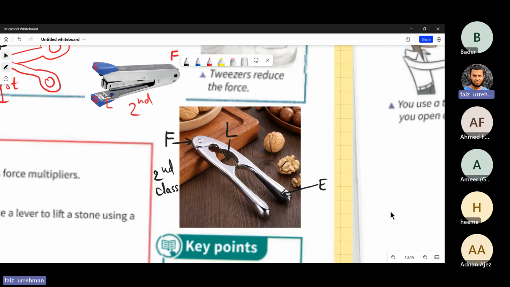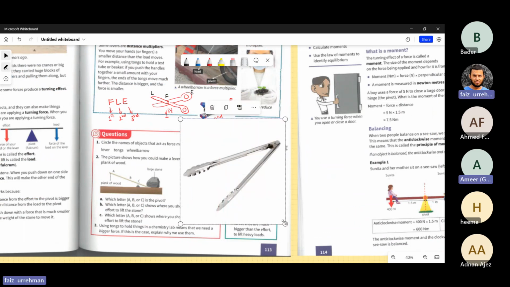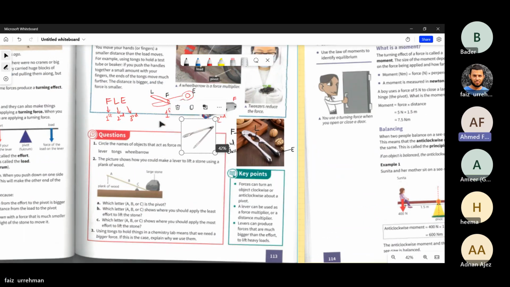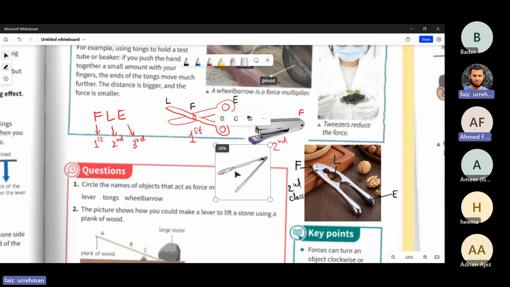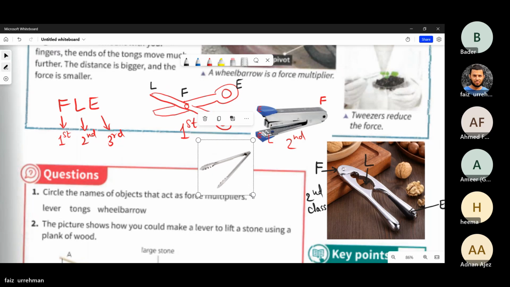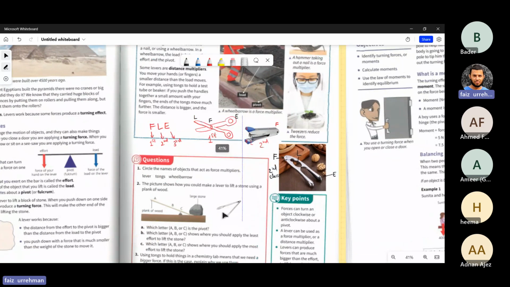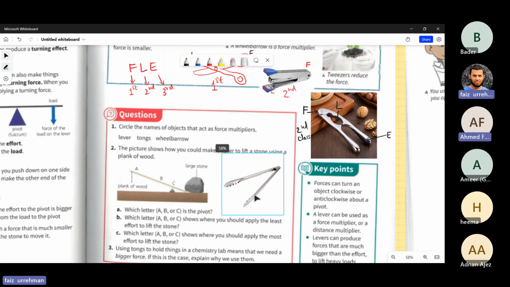For example, you have this favorite toy for salad. We hold it with this. Yes, Adnan, go for it. Which class lever is it? Which class, Adnan? Tell me which class lever it is.